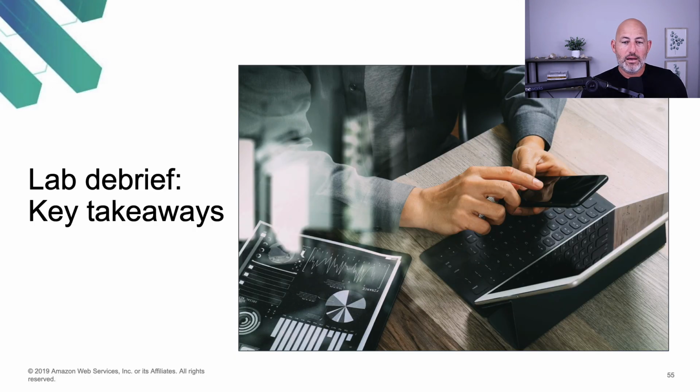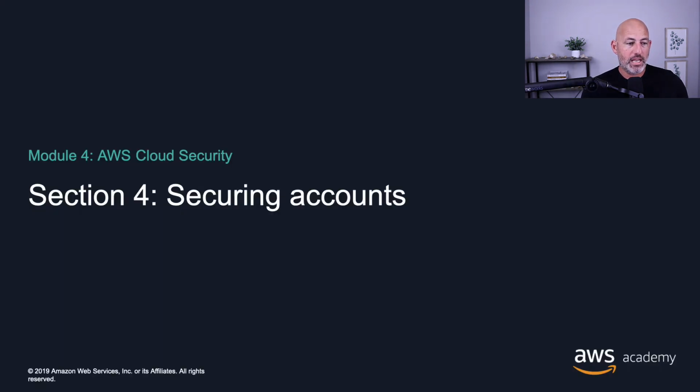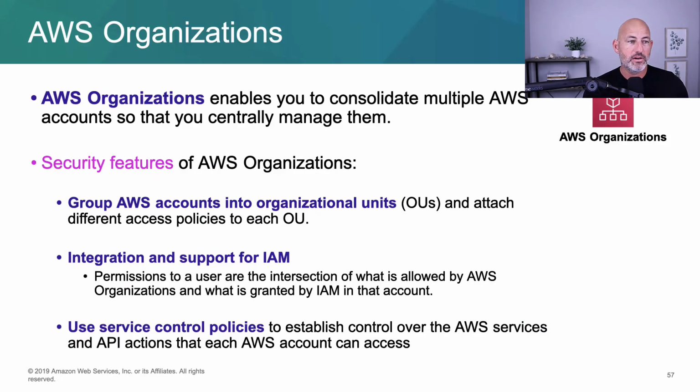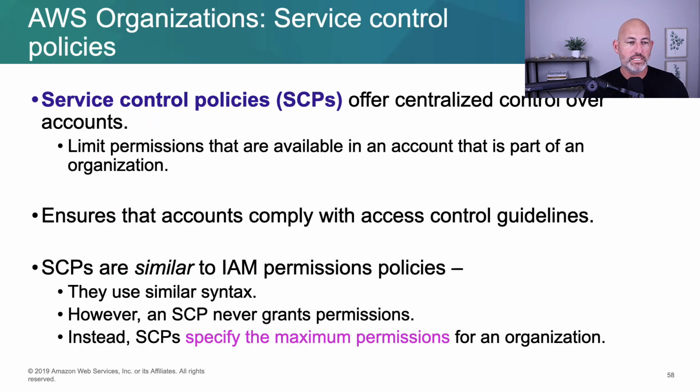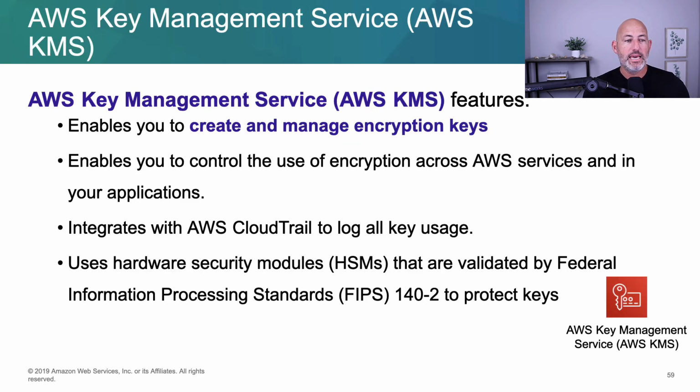And I believe the last one we'll talk about is securing accounts here. So AWS Organizations is a really good idea as well if you want to consolidate multiple AWS accounts, and you can actually control things with Organizations. You can set up service control policies for centralized control of an account. You can also do things similar to IAM policies. And the Key Management Service, or AWS KMS, allows you to create and manage encryption keys.